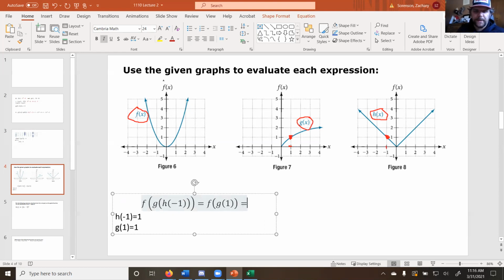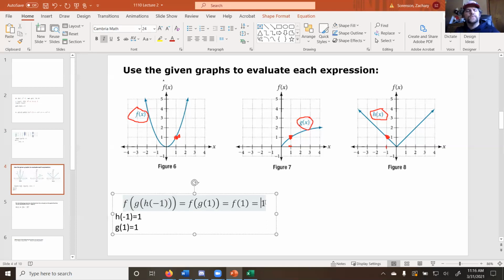Since I found that result, my question becomes a little simpler. I know my g of 1 is 1. So at this point, we just have a question that we've seen before. All I have to do is find my f of 1. What is f of 1? Which is also 1. Looking at my f graph, I plug in 1 for my function. That is going to be associated with this point. And so f of 1 is equal to 1. So at the end of the day, f of g of h of -1 is equal to 1.